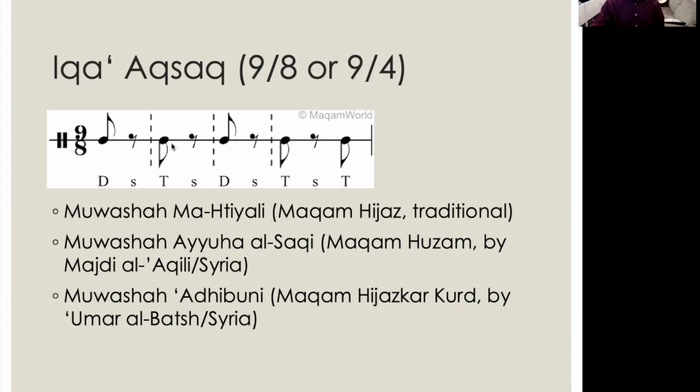If we're going to play it on the riq, it'll sound like this. But a very common variation of this Iqaa is to have two dums in the middle. So beats number 5 and 6 are both dum. So instead of an S on beat number 6, it's a dum.